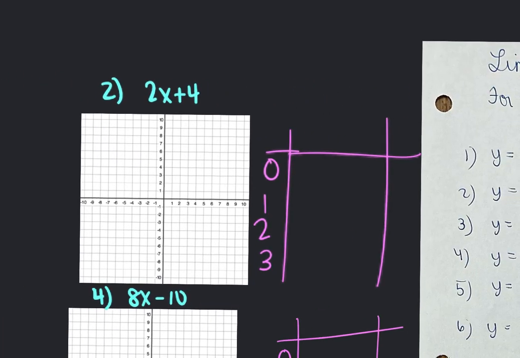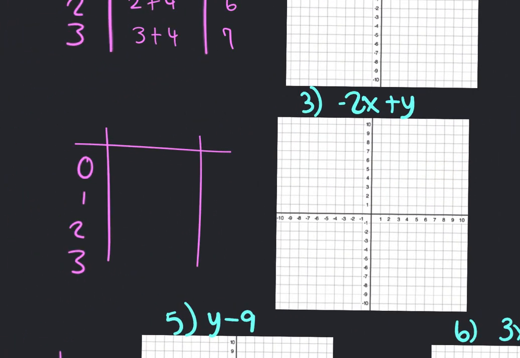Question 2. 2 times 0 plus 4. 2 times 1 plus 4. 2 times 2 plus 4. 2 times 3 plus 4. 0, 4, 1, 6. Oops, that's not 1, 6. 1, 6, 2, 8, 3, 10. Connect with arrows.